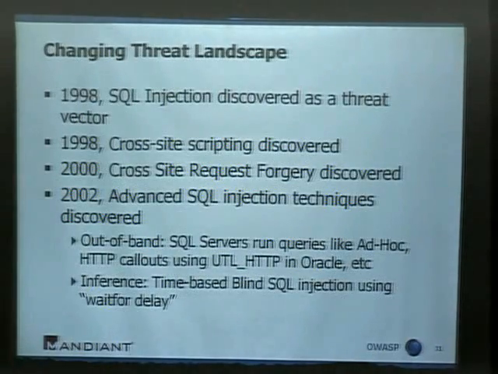Like I was saying, what is the changing threat landscape? 1998 was when SQL injection was discovered as a threat vector. 98 was also when cross-site scripting was discovered, 2000 cross-site request forgery, 2002 some of the more advanced SQL injection techniques described in the white papers published by both AppSec Inc. and NGSS, that talk about out-of-band and inference.